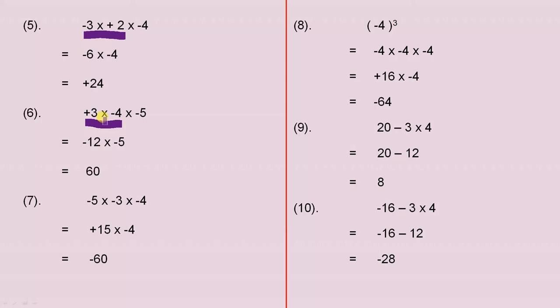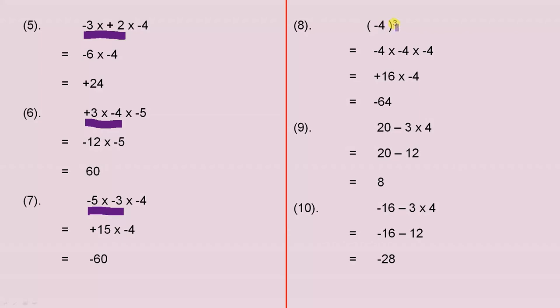Positive 3 multiplied by negative 4 gives us negative 12. Negative 12 multiplied by negative 5 gives us positive 60. You don't have to put the plus sign. If we do those two first, negative 5 multiplied by negative 3 gives us positive 15. Positive 15 multiplied by negative 4 is negative 60.